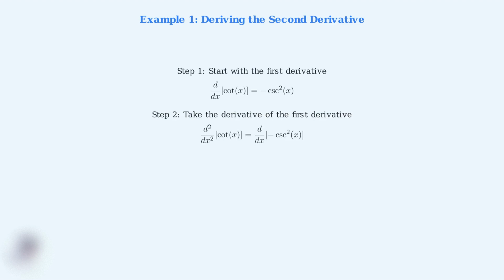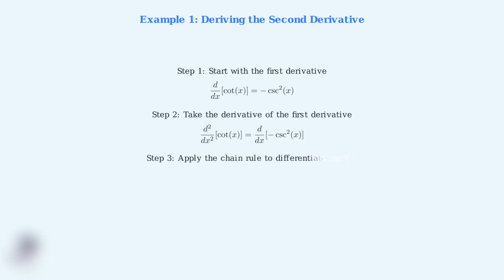For our first example, we'll derive the second derivative of cotangent x step by step. We start with what we know, the first derivative. Step 1. We start with the first derivative. The derivative of cotangent x equals negative cosecant squared x. Step 2. To find the second derivative, we take the derivative of the first derivative. This means we need to find the derivative of negative cosecant squared x.